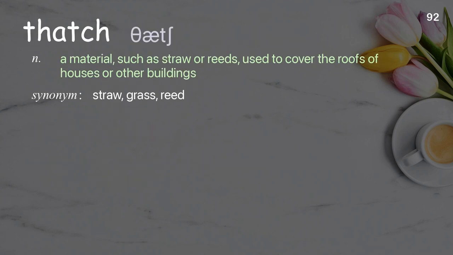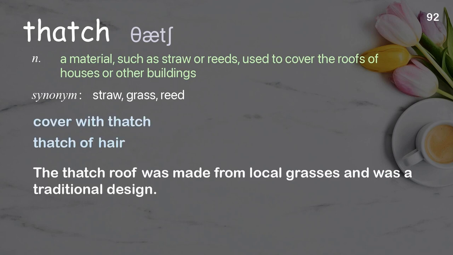Thatch. A material, such as straw or reeds, used to cover the roofs of houses or other buildings. Examples. Cover with thatch. Thatch of hair. The thatch roof was made from local grasses and was a traditional design.